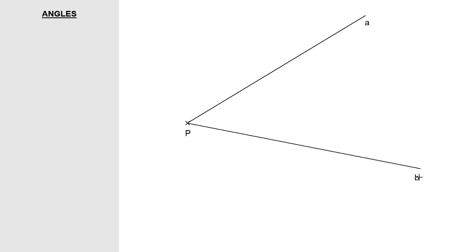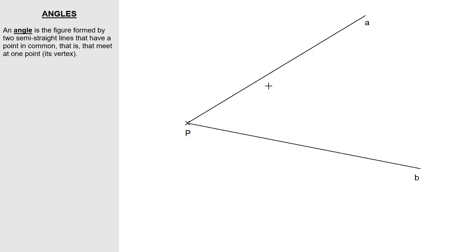If we draw a point on a plane, like this point P, and we draw two semi-straight lines A and B that start on it, the area between both of them is an angle. So the angle is the figure formed by two semi-straight lines that have a point in common, that is, that meet at one point, which is its vertex.